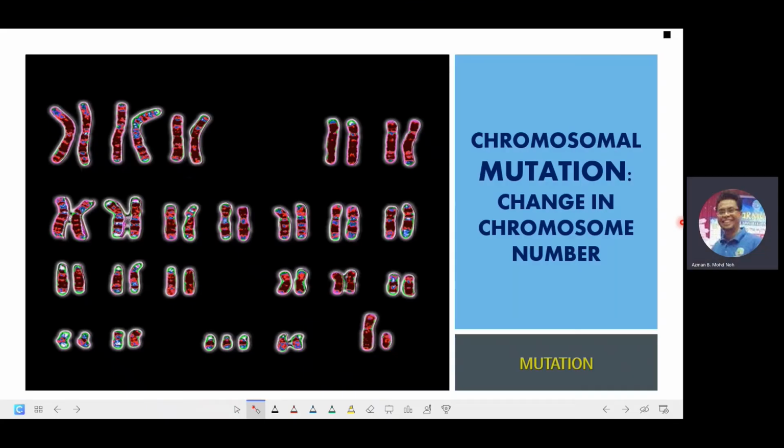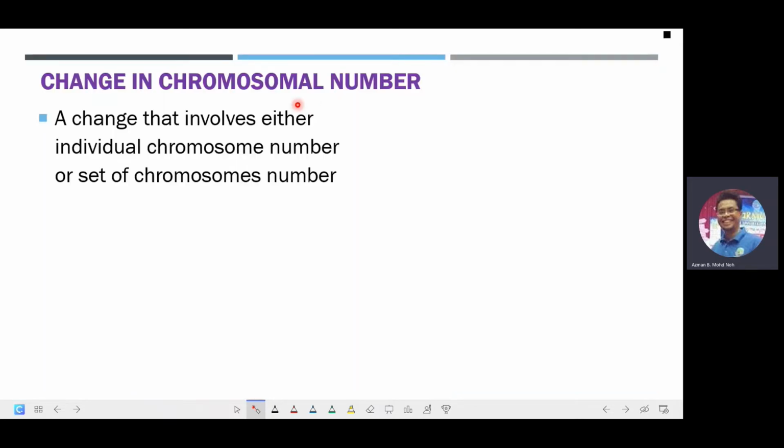Hi everyone. Previously, I've talked about a type of chromosomal mutation, which is the change in the chromosome structure. And so now I would like to go into another type of chromosomal mutation, which is the change in the chromosomal number. The change in the chromosomal number refers to a change that involves the number of a particular type of chromosome, or maybe the change that involves the number of a whole set of chromosomes.